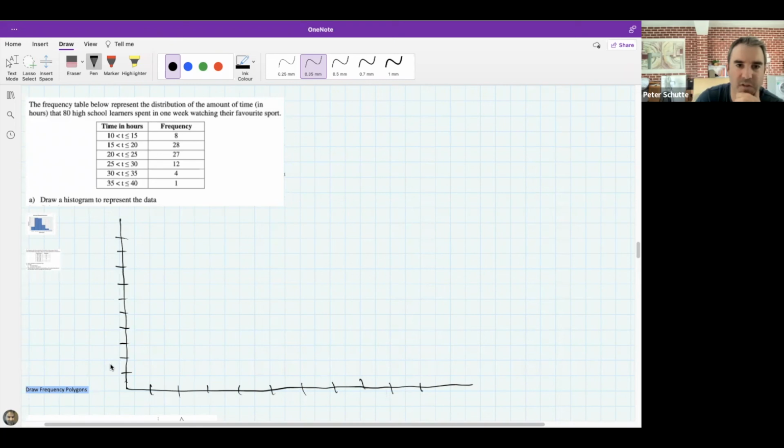Now, I think because the frequency column goes much higher, I'm going to make this 5. And on the bottom, I'm going to go 5. Okay, so what does this look like?